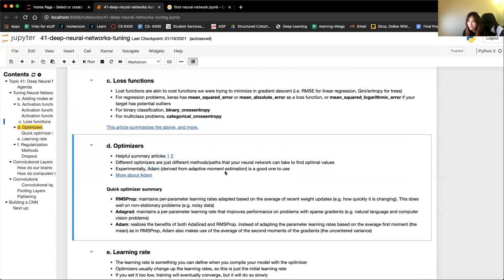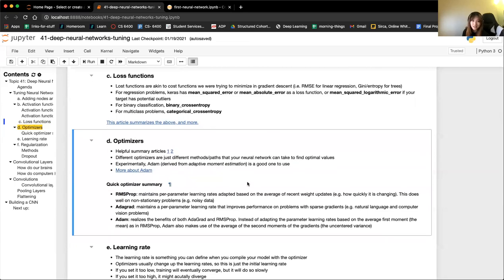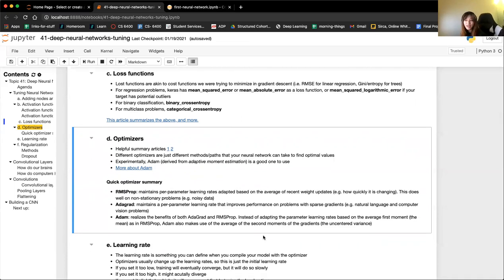Experimentally, ADAM, which is derived from adaptive moment estimation, that's just what ADAM stands for, is a good one to use. So usually you can start with ADAM, and if that still doesn't work, try different things, but ADAM usually performs the best. How ADAM works, which is pretty cool, is it's kind of a combination of these first two.